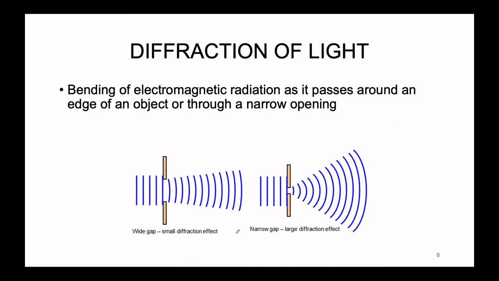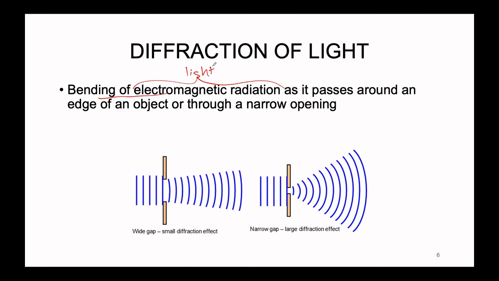All right, a couple of additional properties that we need to talk about before calling this a lecture. The big one, this is going to be our transition property, is the diffraction of light. So light, because it is waves, is able to bend. So the diffraction of light is known as the bending of light, right? Electromagnetic radiation is just the big fancy word for light. So it's the bending of light as it passes around the edge of an object or through some type of narrow opening.